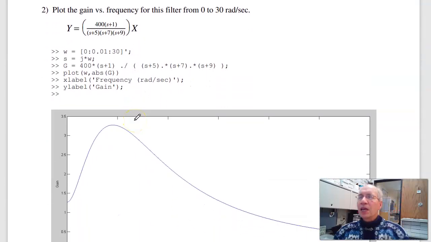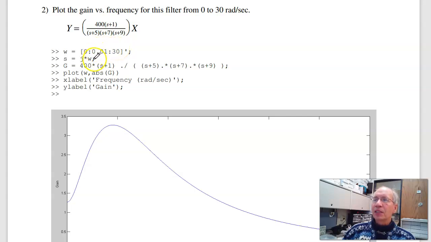Problem 2. Slightly different problem. Suppose I don't know the specific frequency, but I know the range. Like, I want to know what's the gain of this guy for frequencies between 0 and 30 radians per second. Well, in Matlab, what I do is I just have frequency sweep between 0 and 30 radians per second, steps of 0.01. That's kind of arbitrary. That just means I've got 3,000 points I'm going to analyze.